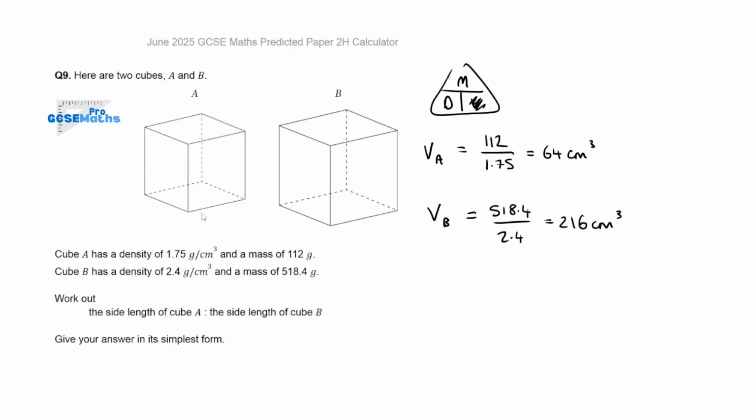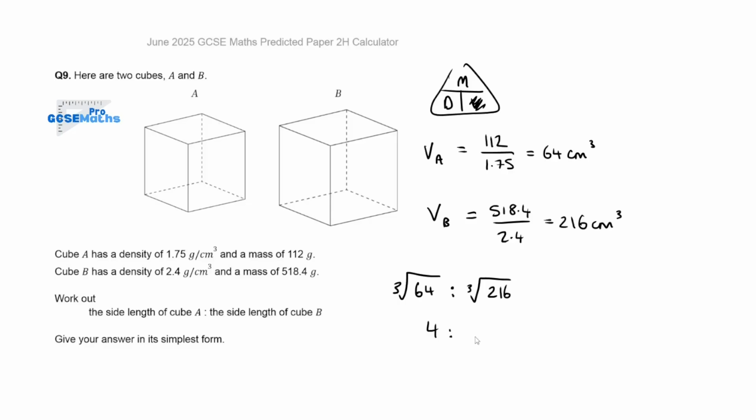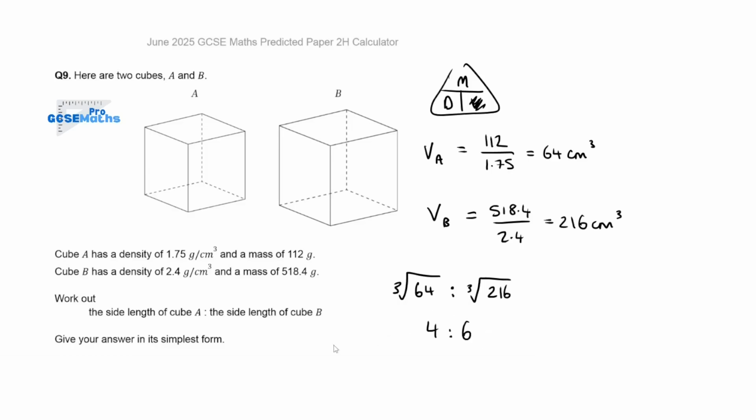I take the side length, I multiply it by the other side length, and then by the third side length. But they are technically all the same side length. So I just need to cube root both of these. So it's effectively the cube root of 64 for A to the cube root of 216 for B. Now some of those numbers you might recognise anyway, but we can obviously just put them in the calculator. Cube root of 64 should give you 4, and then the cube root of 216 should give you 6. Now the last thing is then obviously they have said to put it in the simplest form, so that would become 2 to 3. So as you can see, that was 3 marks for density.